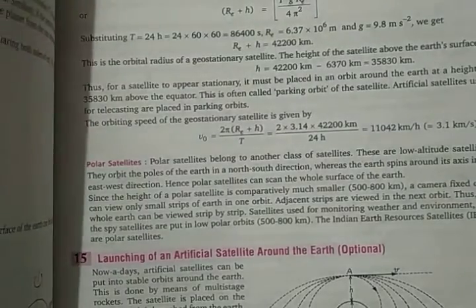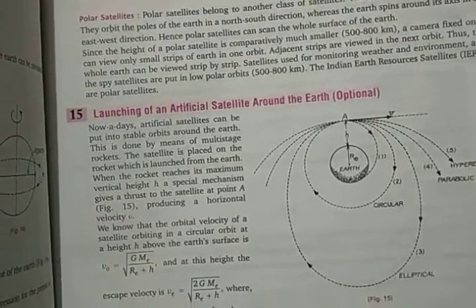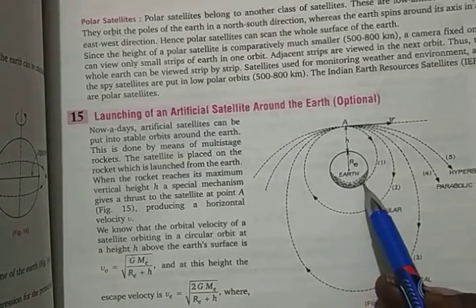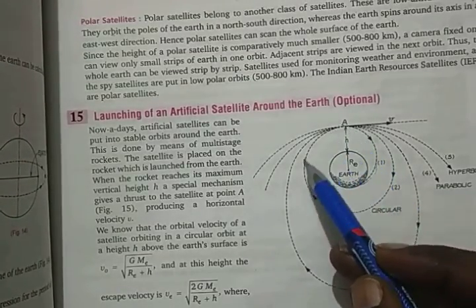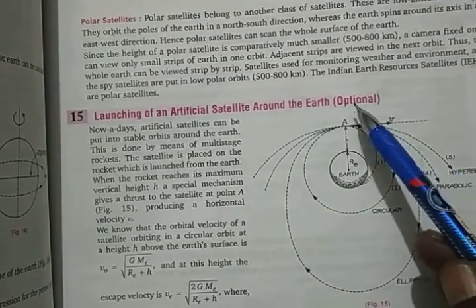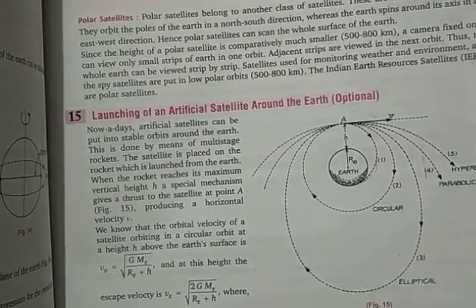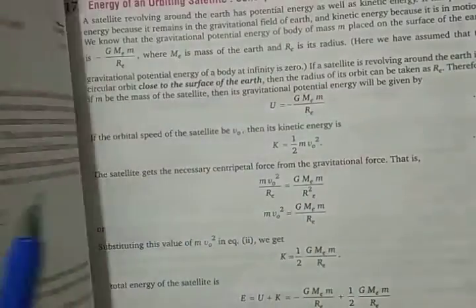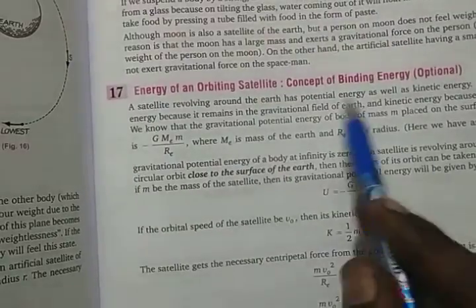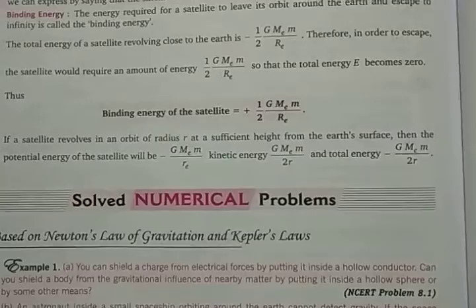There are a few topics which are optional. I'm just leaving them here. Whenever a satellite is launched, it goes like this, then into a circular orbit, then an elliptical orbit, and then beyond. How the satellite is launched is given as an option, but it is optional. Weightlessness is also optional. I'm not doing it. The energy of the orbit, the binding energy, is also optional. We're not doing it. With that, this gets over.